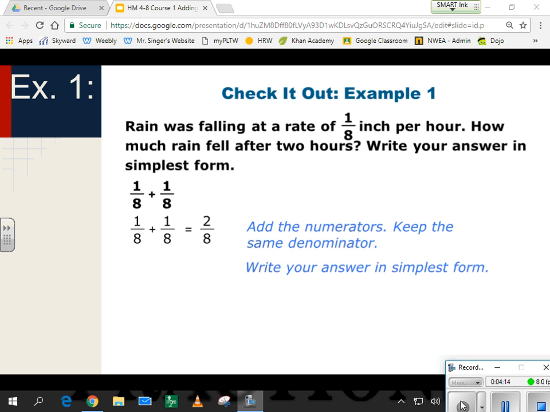Now we have to put this in simplest terms though. Since both are even, what can we divide 2 and 8 by? You probably say 2 since it's an even number. 2 divided by 2 is 1, and 8 divided by 2 is 4. So the rate here actually after 2 hours is 1/4 inch of rain over 2 hours. If you need to write that example down, please do so before moving on.